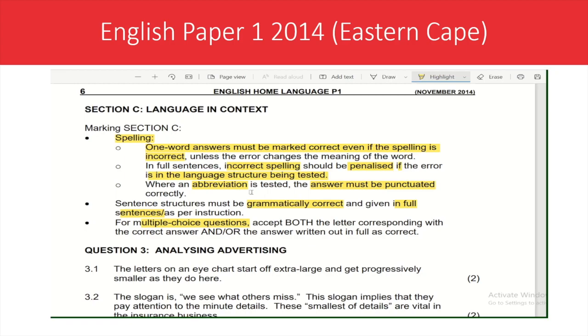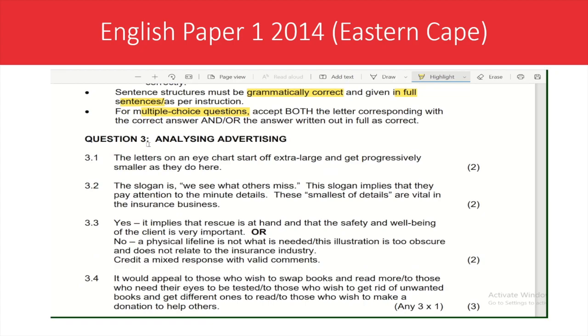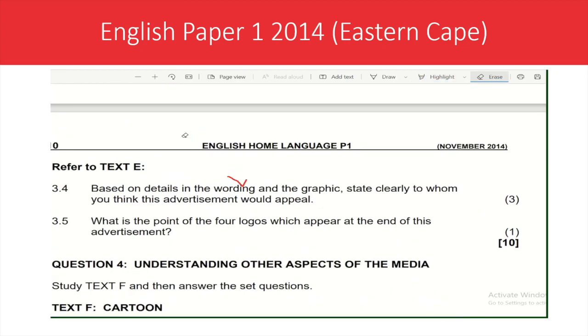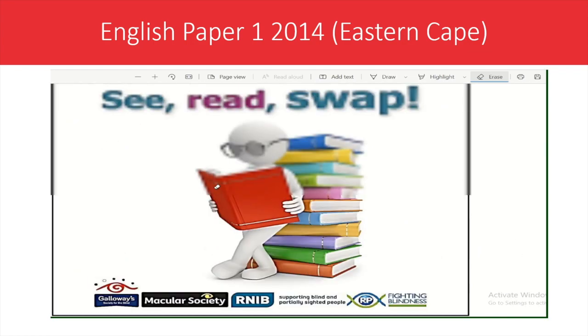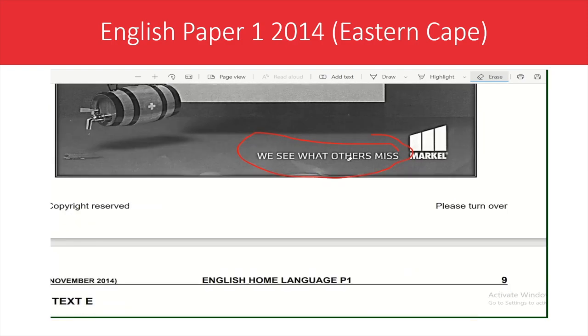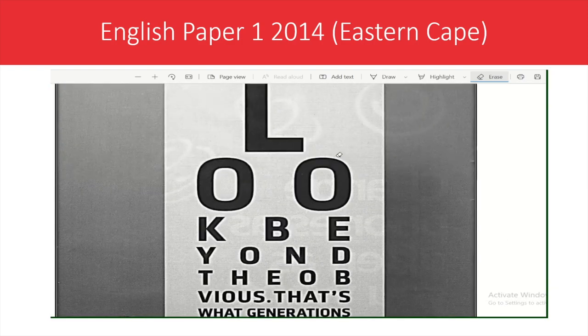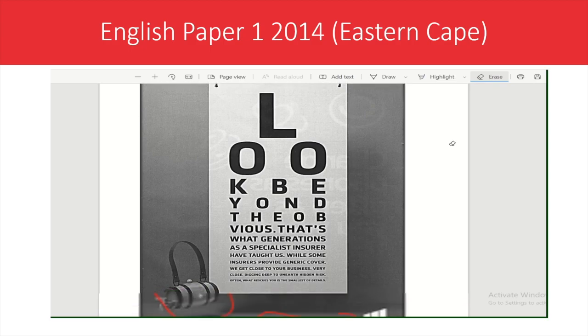Now, let's have a look at our questions. So, Question 3, analyzing an advert. Let's have a look at the question paper. It says refer to Text D. Let's go have a look at Text D. You'll see I was working on it a little bit earlier. I'm going to zoom out a little bit so we can see the full scale of the picture.